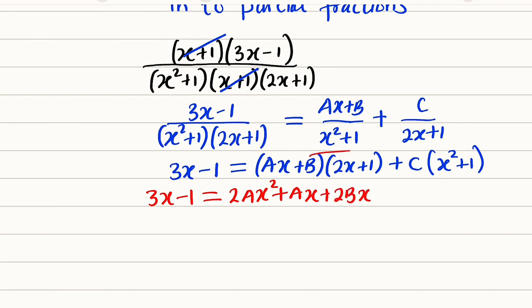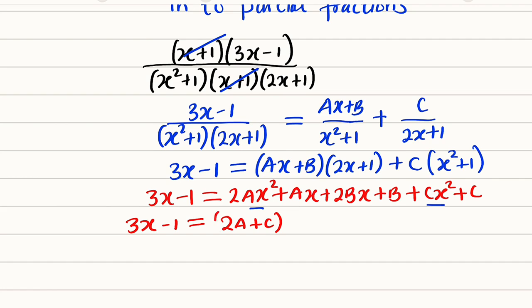2bx. Take b again, multiply by 1, you have just b. Then the last one, c multiplied by x squared will be cx squared. Then c multiplied by 1 is just c. Alright, we are moving. To the left we have 3x minus 1. And to the right we have, let us bring those with x squared together. We have one here and we have the other one here. And we can write them as 2a plus c, so that we factor out the x squared.